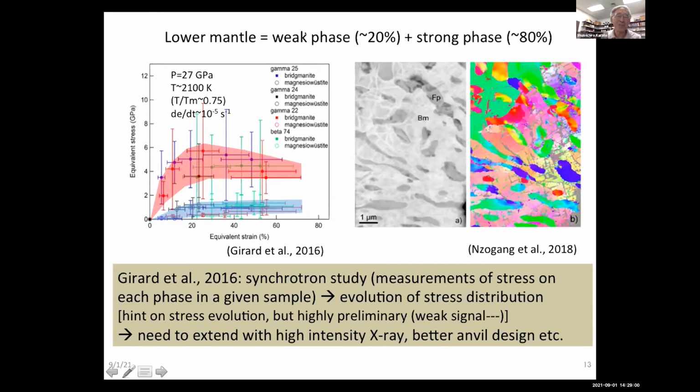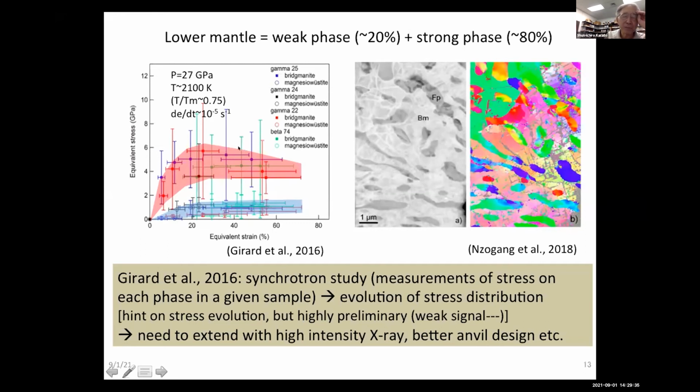a magnesiowüstite mixture. And we are able to do deformation experiments in simple shear, rotational experiments, at 27 GPa and roughly 2,100 Kelvin. This is the melting temperature. T over Tm is about 0.75. This is remarkably high, okay? Even higher than typical upper mantle deformation experiments. The strain rate is 10 to the minus 5.